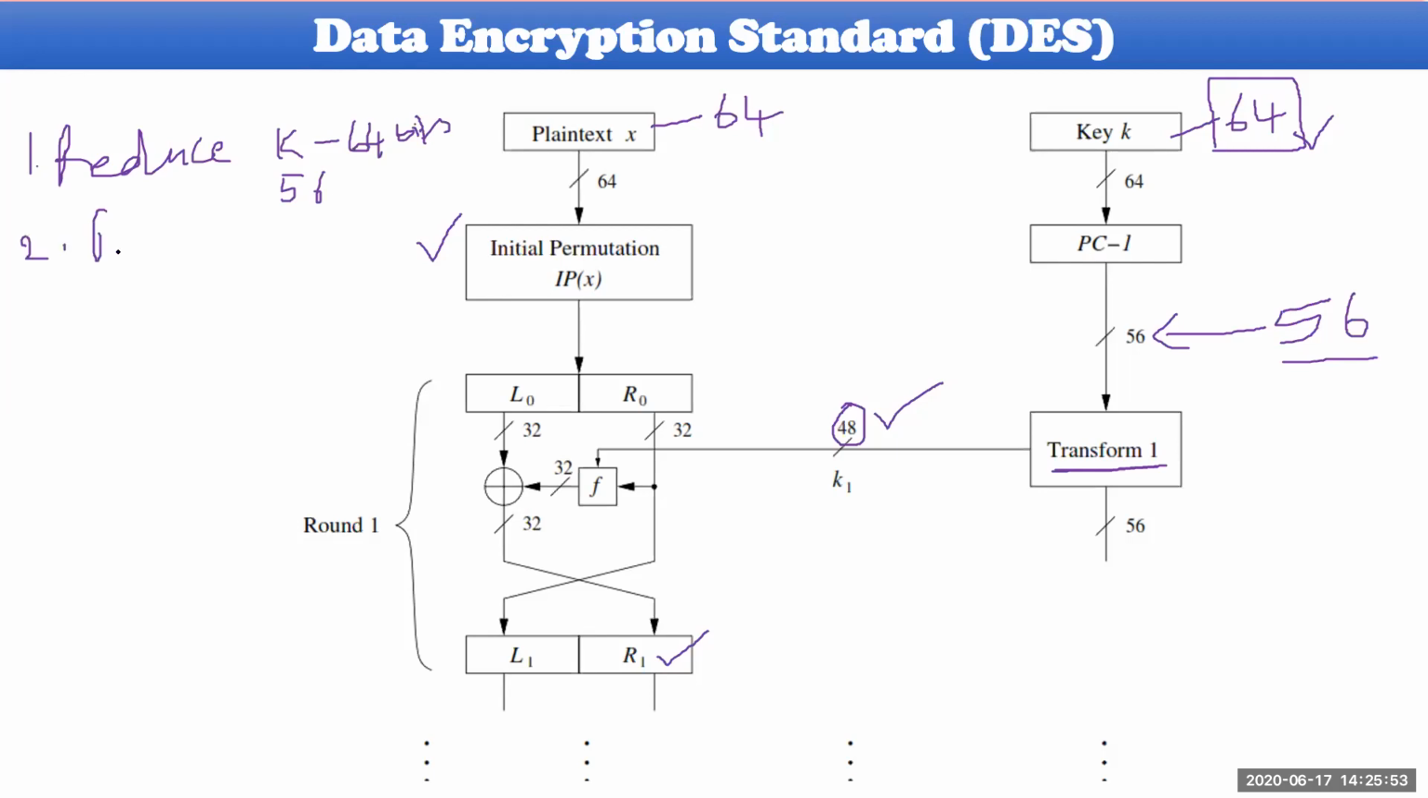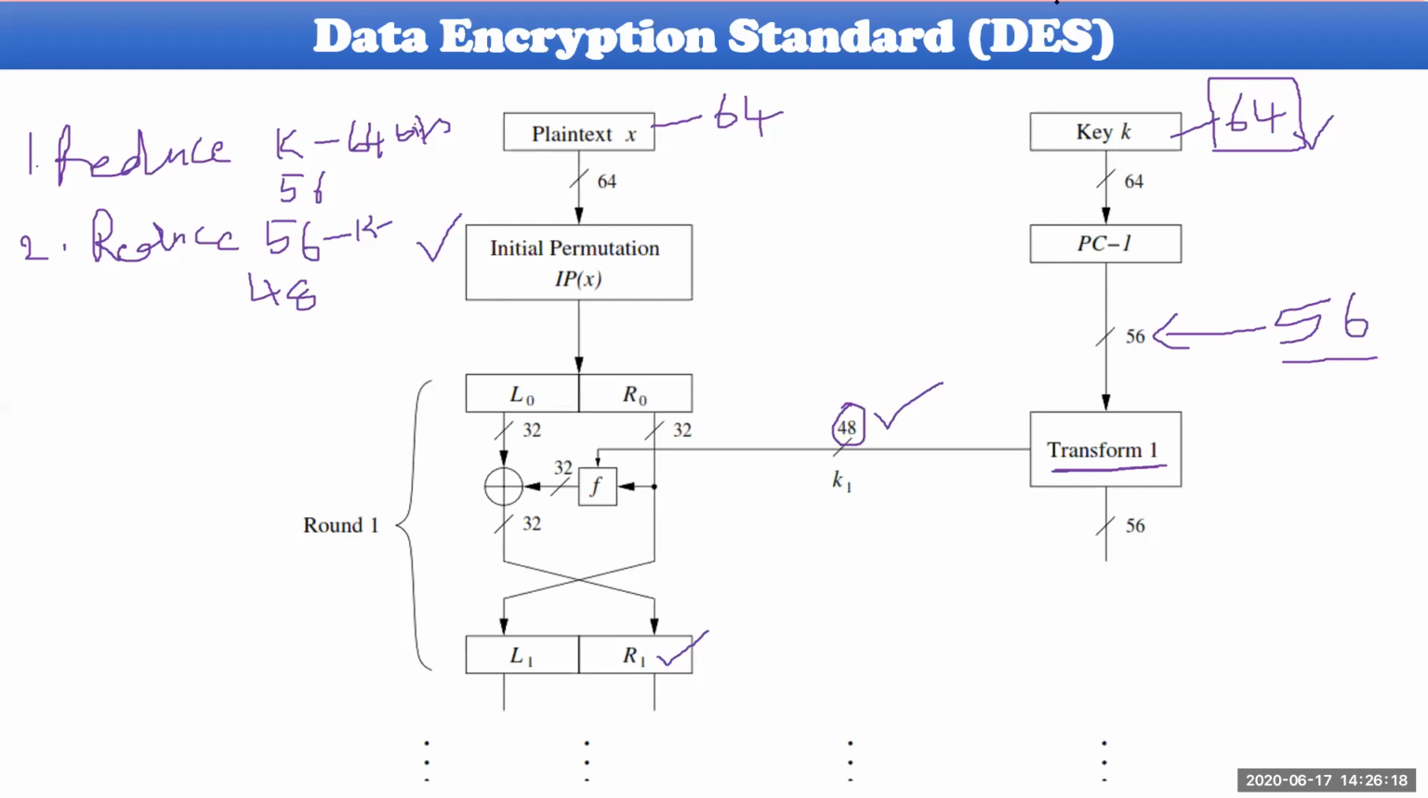Again reduce this 56-bit key to 48 bits. This 48-bit key is what you are supposed to operate with in the encryption. So in round 1, these first two operations are both related to keys only.